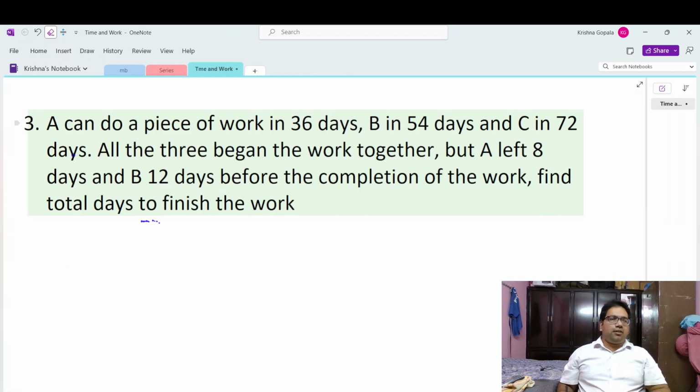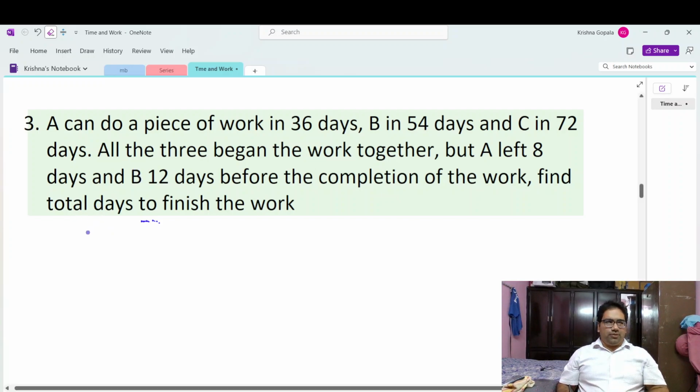Good morning, friends. Let us continue our time and work problems. Yesterday we discussed the theory, we discussed the fundamentals. Let's apply them. Let's try to do a few more problems. Let's look at this example.